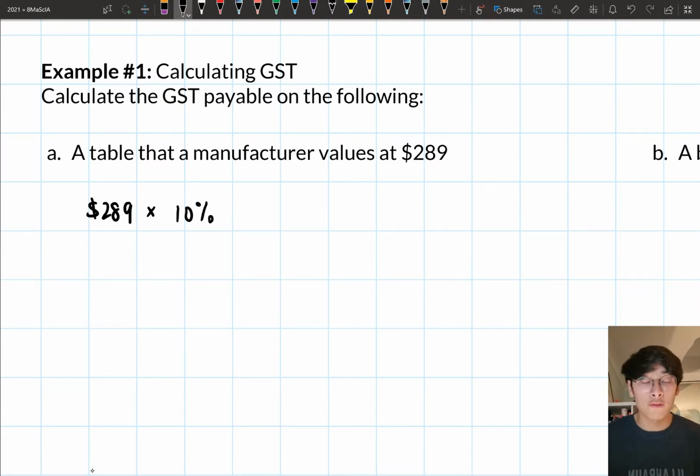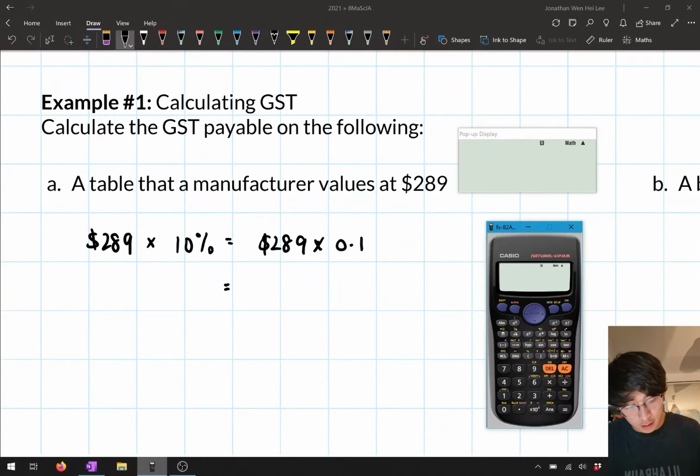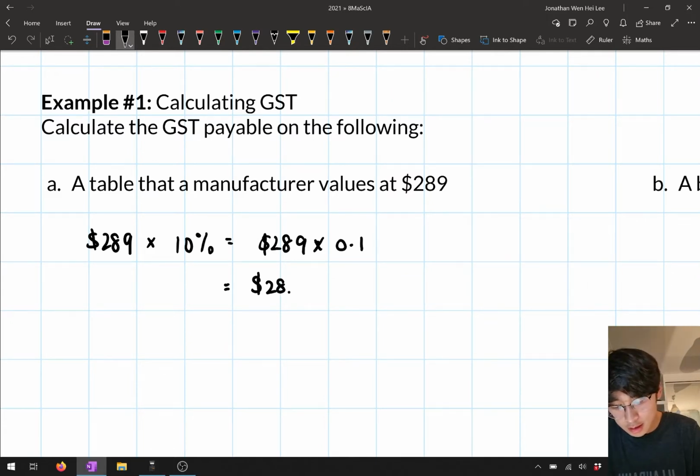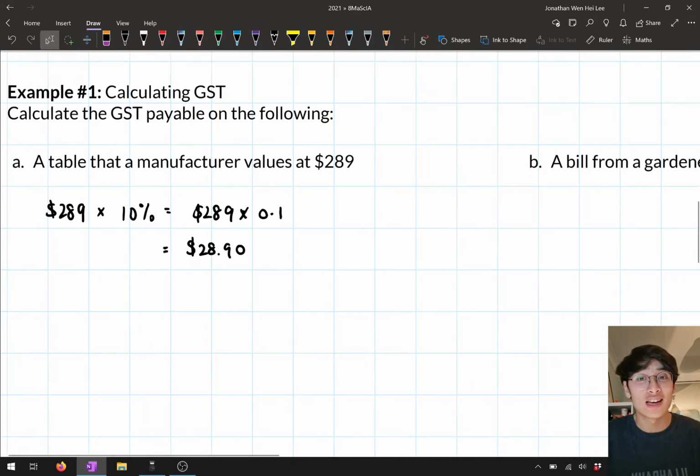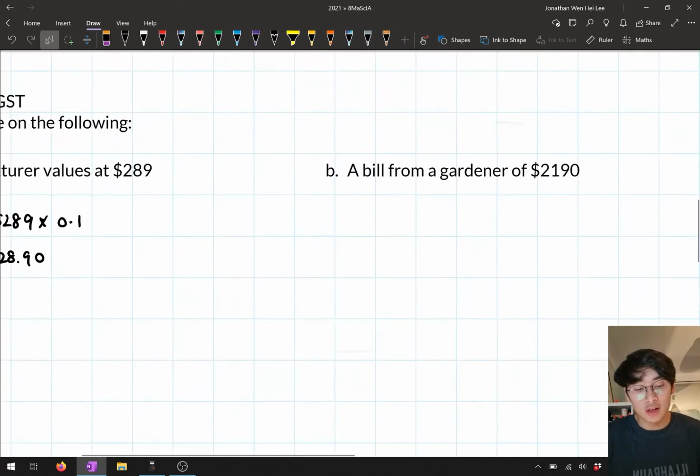And so you can choose whichever form you want. You can write that as a decimal, you can write that as a fraction. I just prefer a decimal. So that's times 0.1. And so here I can check this in my calculator. I'll grab my calculator out. 289 times 0.1, and we get $28.90. So here all we're doing when we're trying to calculate the GST payable, we just calculate 10% of our amount here. This is just however much a particular item would cost. Let's have a look at this next one.